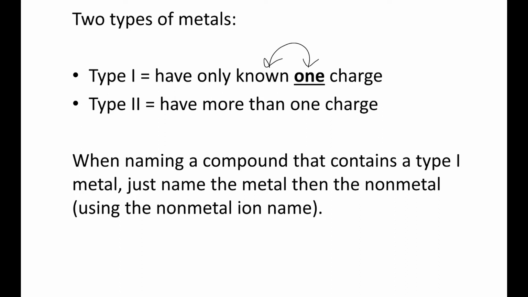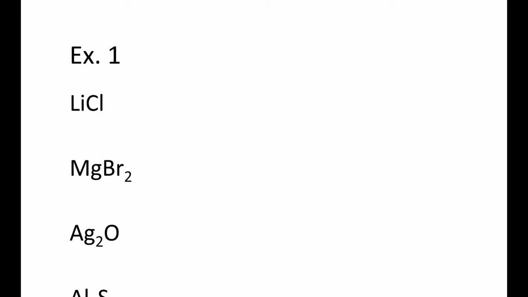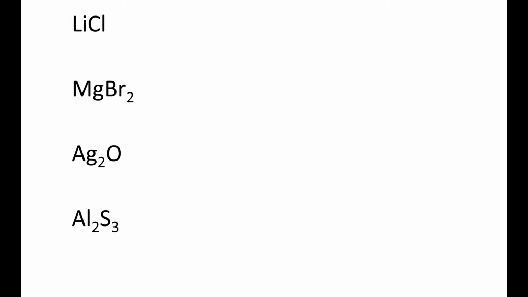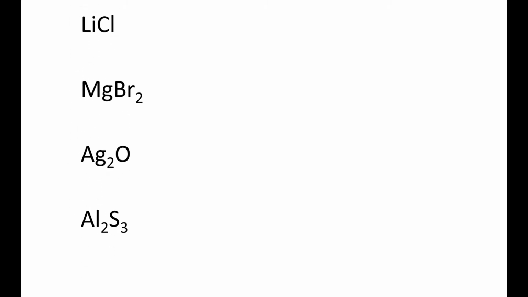Okay? Now, when you name these compounds, if it contains a type 1 metal, it's just the metal name and the non-metal name, period. You don't have to worry about anything else. Okay, so let's look at the example. Now, we know that Li is lithium. So this is going to be lithium and then Cl. Now Cl is not chlorine. Not when you're naming these. It's chloride. So the chlorine changes to chloride.